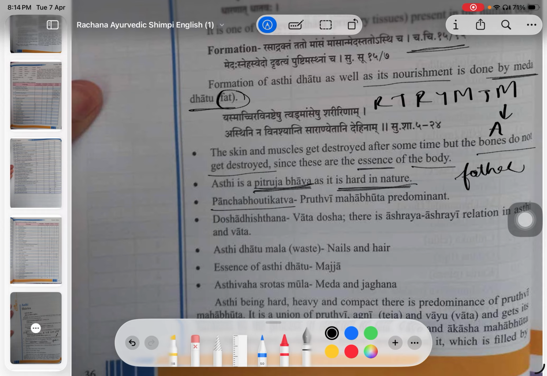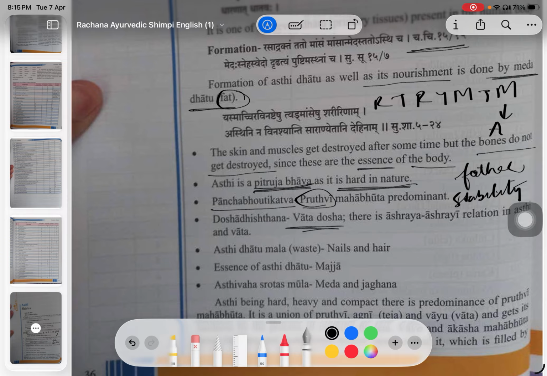Panch Bhautikatva. Sarvadravyam Panch Bhautikam Asminarthe. Every dravya is Panch Bhautik, but Prithvi is dominant, right? Because it has weight, it has stability, it has structure, it has mass, right? So it is known to be made up of Prithvi Dhatu predominantly.